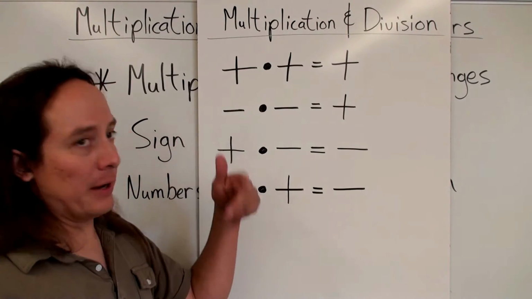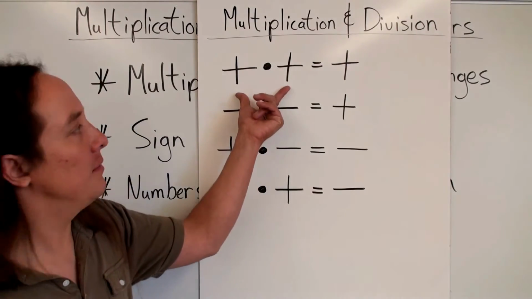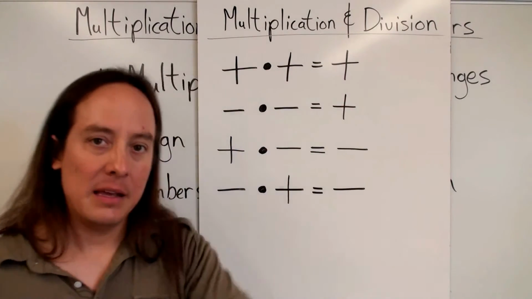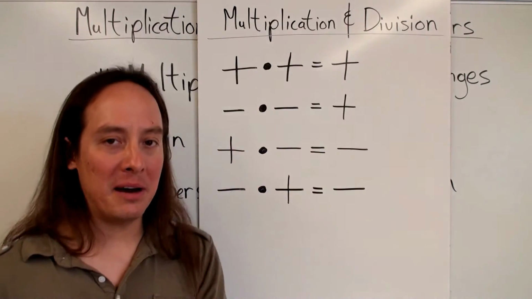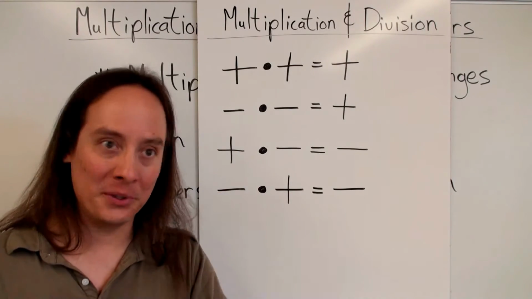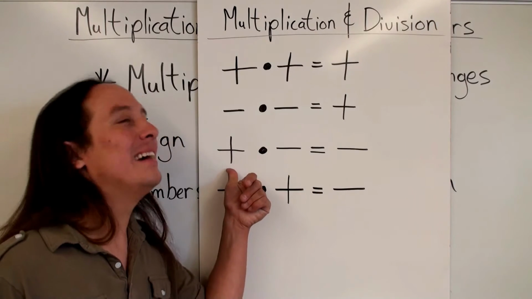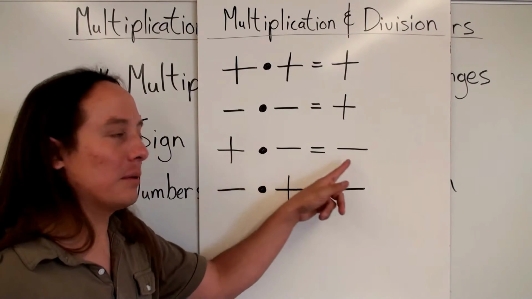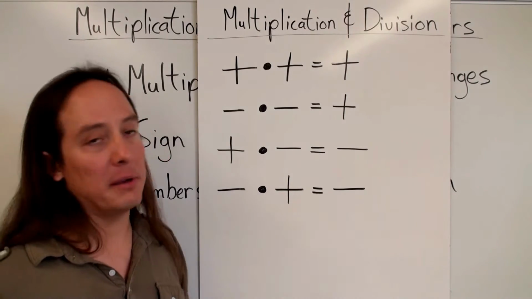So here we go. If I multiply or divide a positive and a positive, my answer will be positive. If I multiply or divide a negative and a negative, my answer will be positive. It sounds weird, huh? I'm not sure exactly how that works, but it's the rule. And a positive multiplied or divided by a negative will be a negative answer. And if we switch them around, a negative and a positive together, that'll be a negative answer.